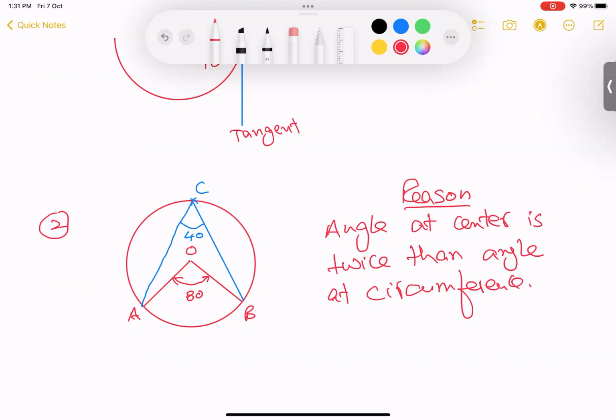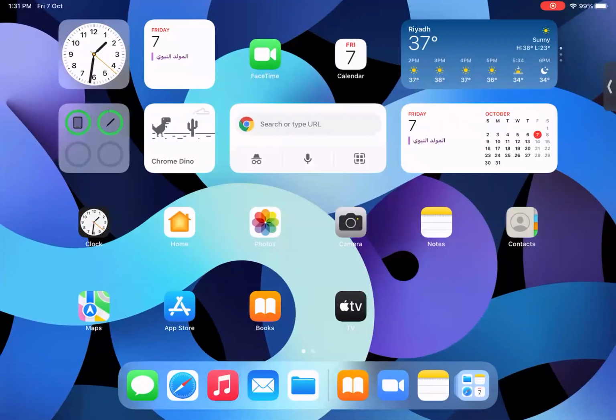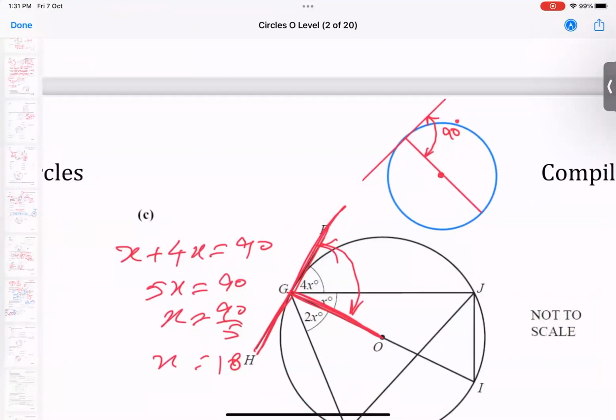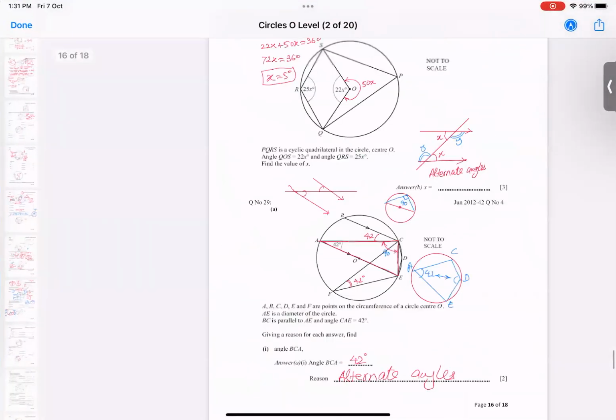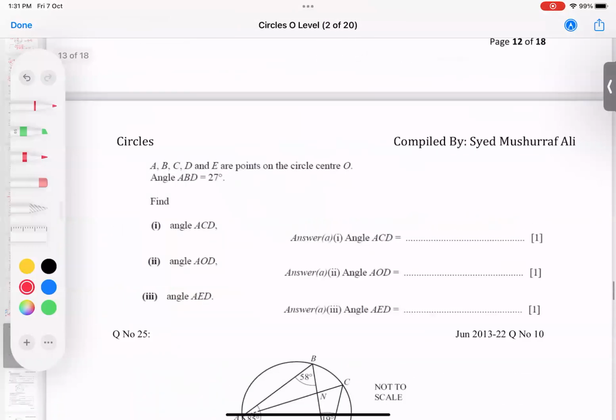So let's have some examples. If there's a 40, double here 80. If here 80, half is 40. So let's see some examples. First example, I'll show you. There are many examples available for this situation actually.